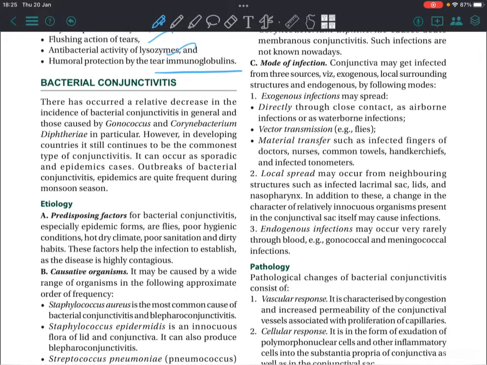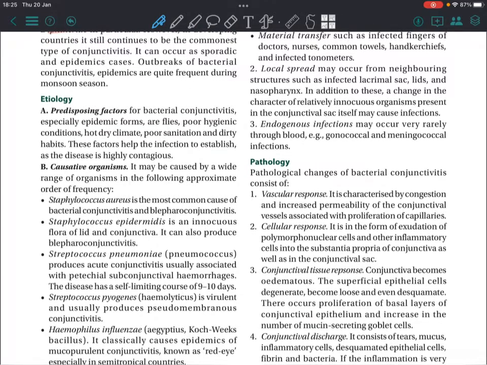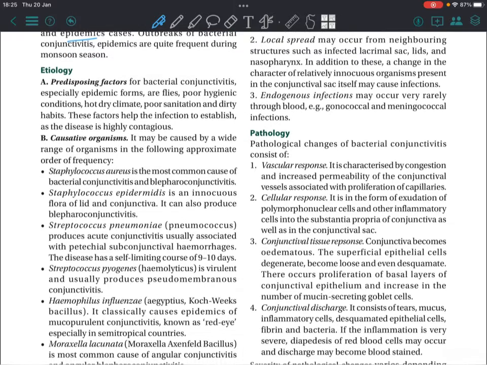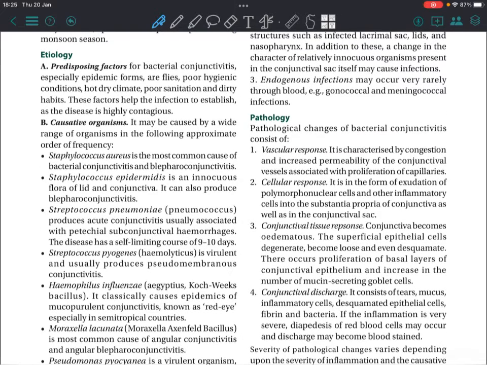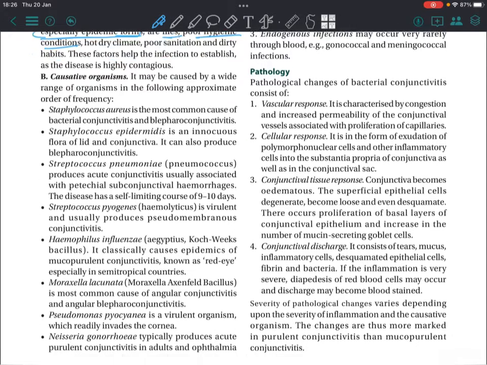There has been a relative decrease in the incidence of bacterial conjunctivitis in general, and of those caused by gonococcus and Corynebacterium diphtheriae in particular. However, in developing countries, it still continues to be the commonest type of conjunctivitis. It can occur as sporadic and epidemic cases. Etiology: predisposing factors and causative organisms. Predisposing factors for epidemic forms of conjunctivitis are flies, poor hygiene, hot dry climate, poor sanitation, dirty habits, etc.